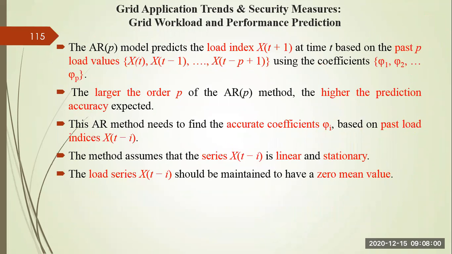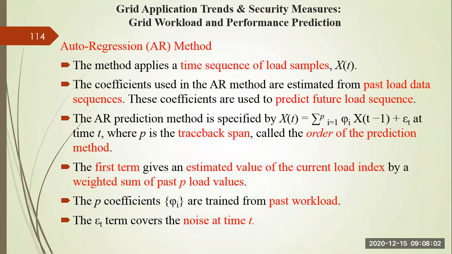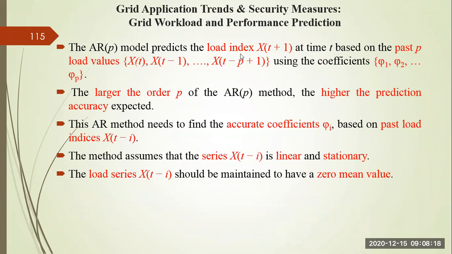Now, if you go for this AR(p) model, you have seen that there is a summation here, right? Summation is nothing but our for loop. If you want to implement it, i starts from 1 to p, and p is your traceback span. So this AR(p) model predicts the load index, that is x(t+1).